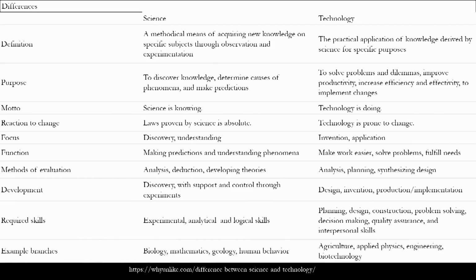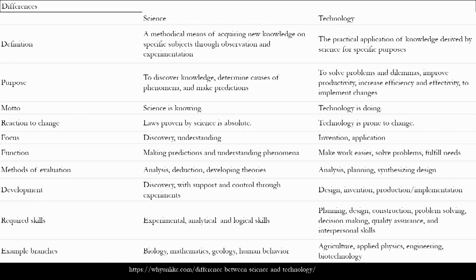Example branches: for example, of what is science are biology, mathematics, geology, human behavior, whereas technology, as we have discussed before, is applying this knowledge to do something. So, agriculture, applied physics, engineering, biotechnology are branches of technology. So, here technology is more of doing, of practical usage, whereas science is making discovery, discovering new kinds of knowledge. So, now we have a fair idea of what science and technology is.